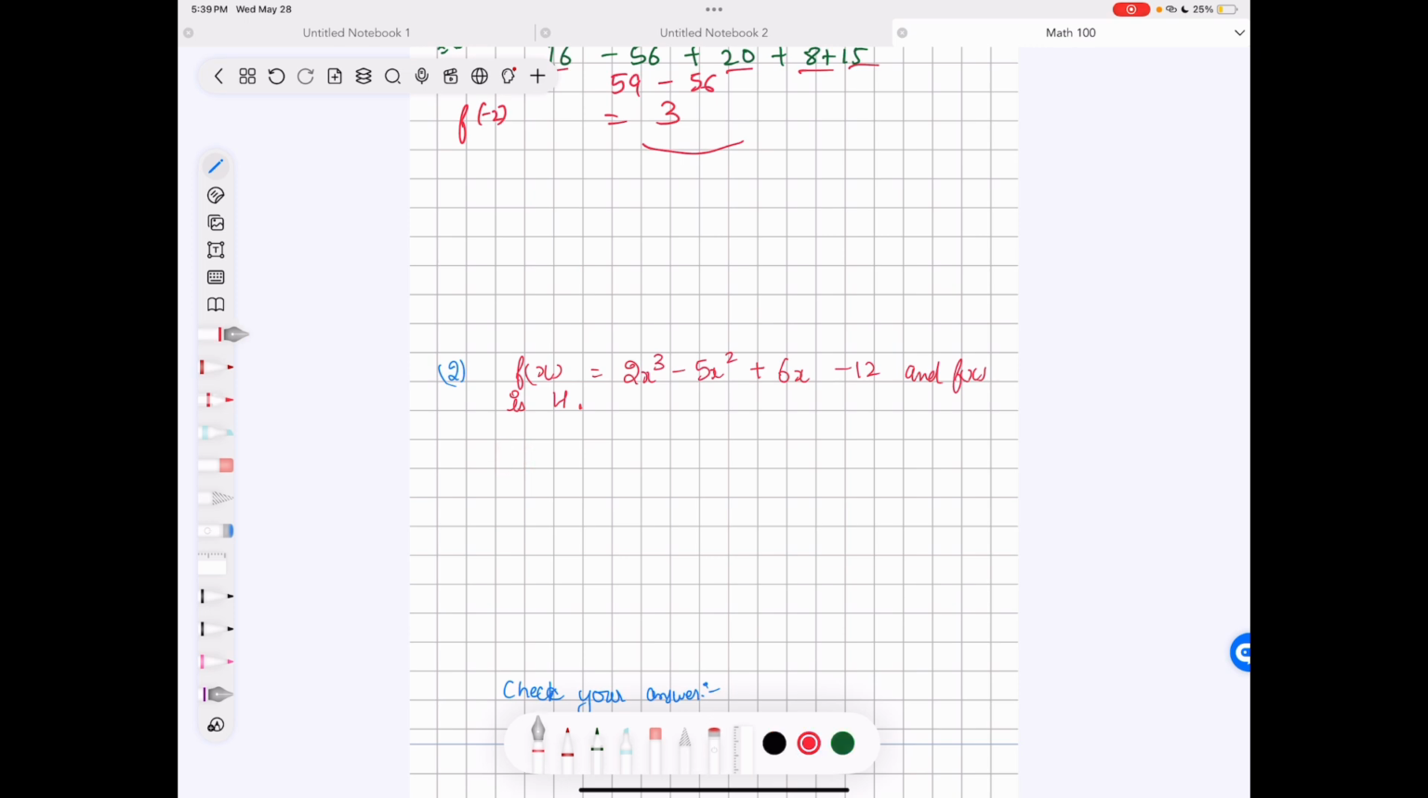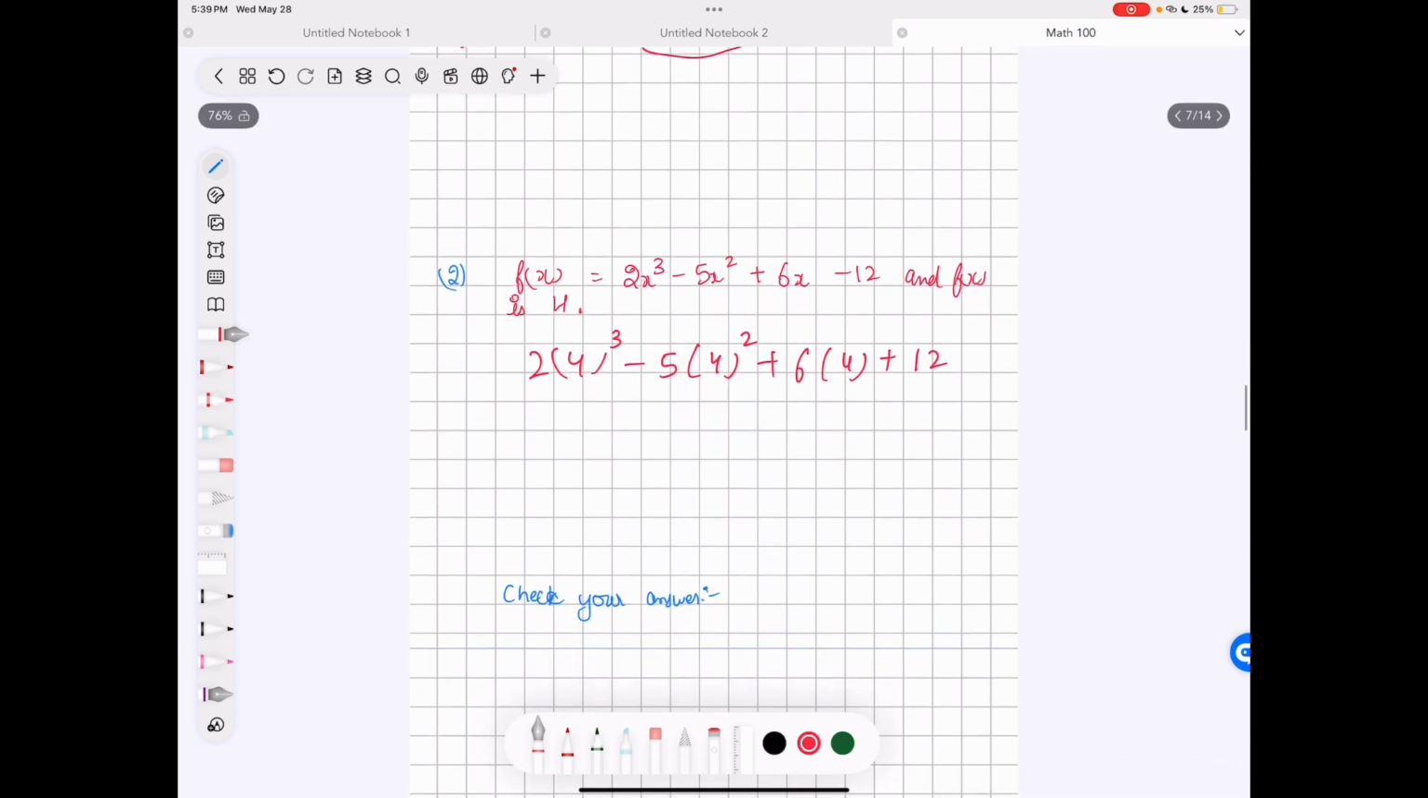I'm going to put 4x to the 3 instead of x. It's going to be minus 5 times x plus 2, which would be 4 to the power 2, and then plus 6, and then 4 instead of x, and then plus 12. So now I'm going to simplify this.